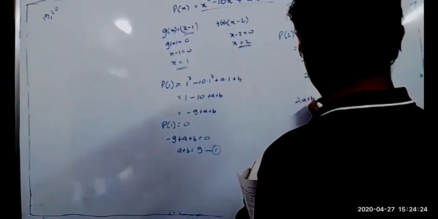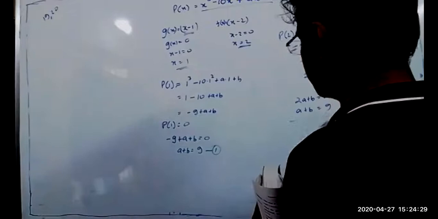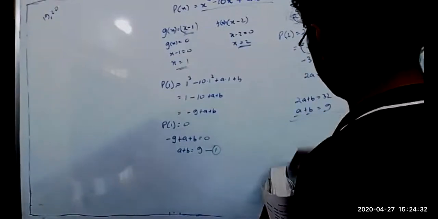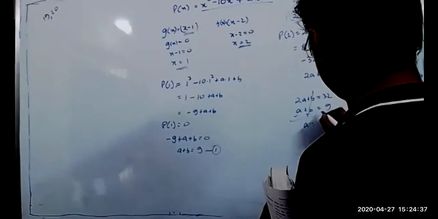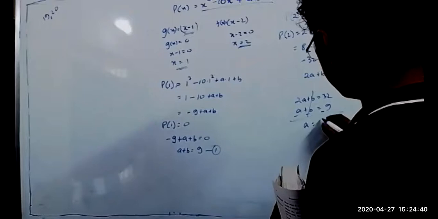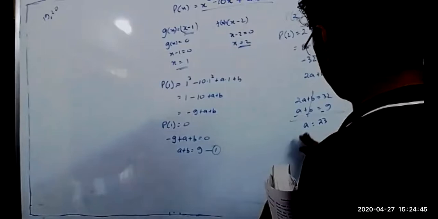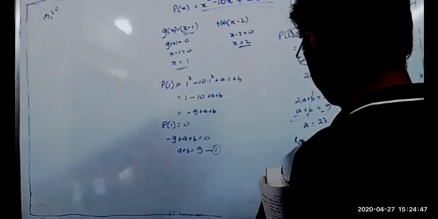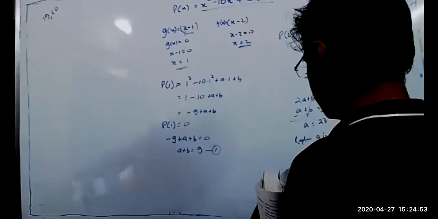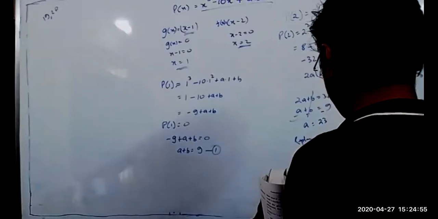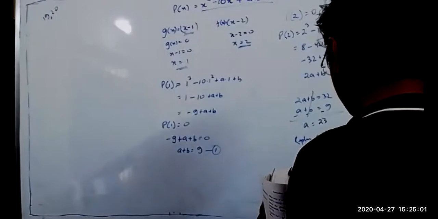So 2a plus b equals 32 and a plus b equals 9. We'll subtract. Sign will change, b is gone. 2a minus a is a, and 32 minus 9 is 23. So a is equal to 23. Replacing a in equation 1: 23 plus b equals 9. b equals 9 minus 23. b is equal to minus 14.